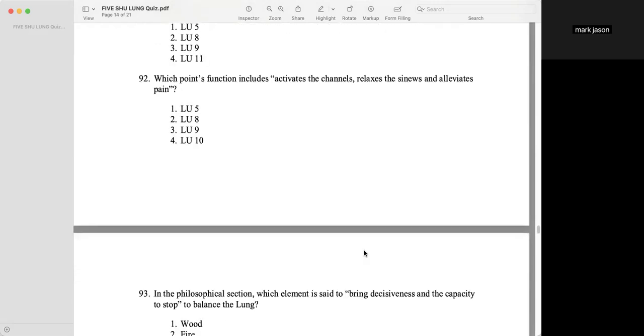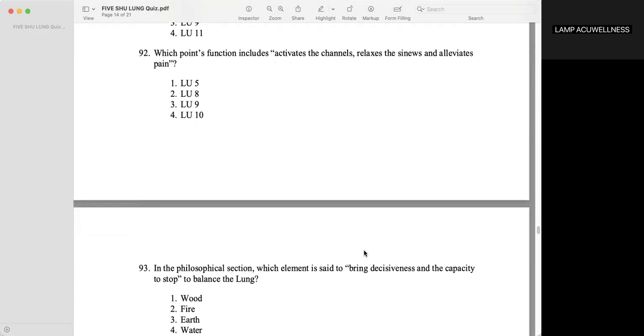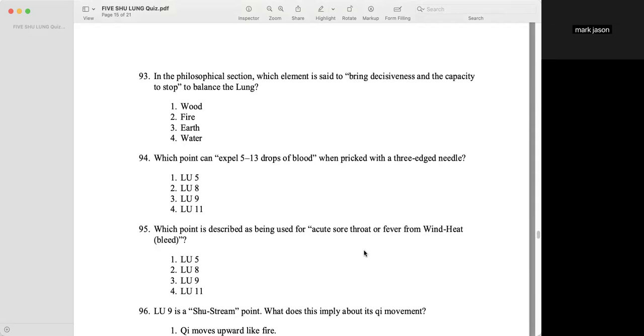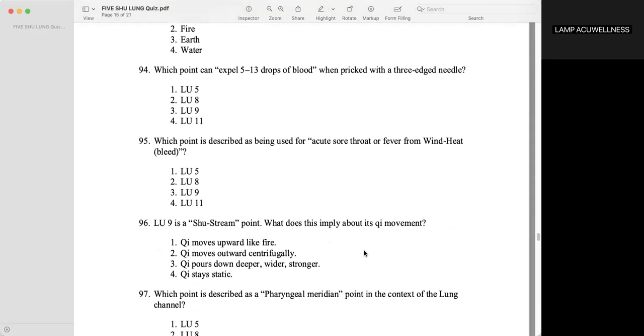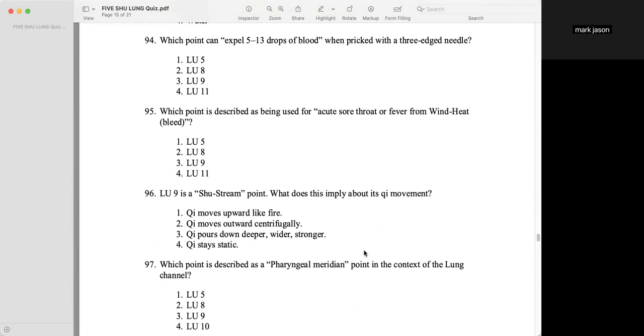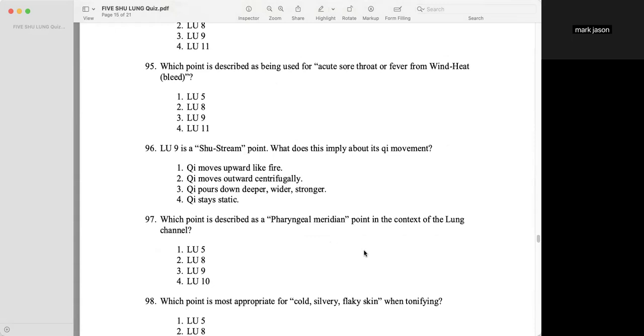Lung 11. Which point's function includes activates the channels, relaxes the sinews, and alleviates pain? Lung 5. In the philosophical section, which element is said to bring decisiveness and the capacity to stop, to balance the lung? Wood. Which point can expel 5 to 13 drops of blood when pricked with a three-edged needle? Lung 11. Which point is described as being used for acute sore throat or fever from wind heat, bleed?